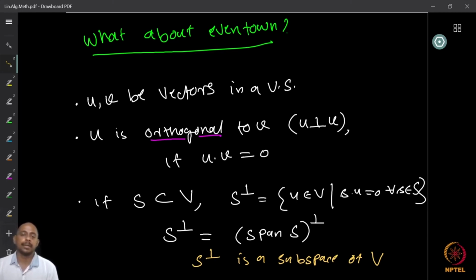Now one can show that S perp, which is the collection of such orthogonal vectors, is actually equal to the perpendicular of the span of S, and both S perp and span of S perp are subspaces of V. S is just an arbitrary subset, but S perp is a subspace of V, because linear combinations of zero vectors are zero vectors. One can verify that linear combinations give the span, and the span of any set of vectors is a vector space.